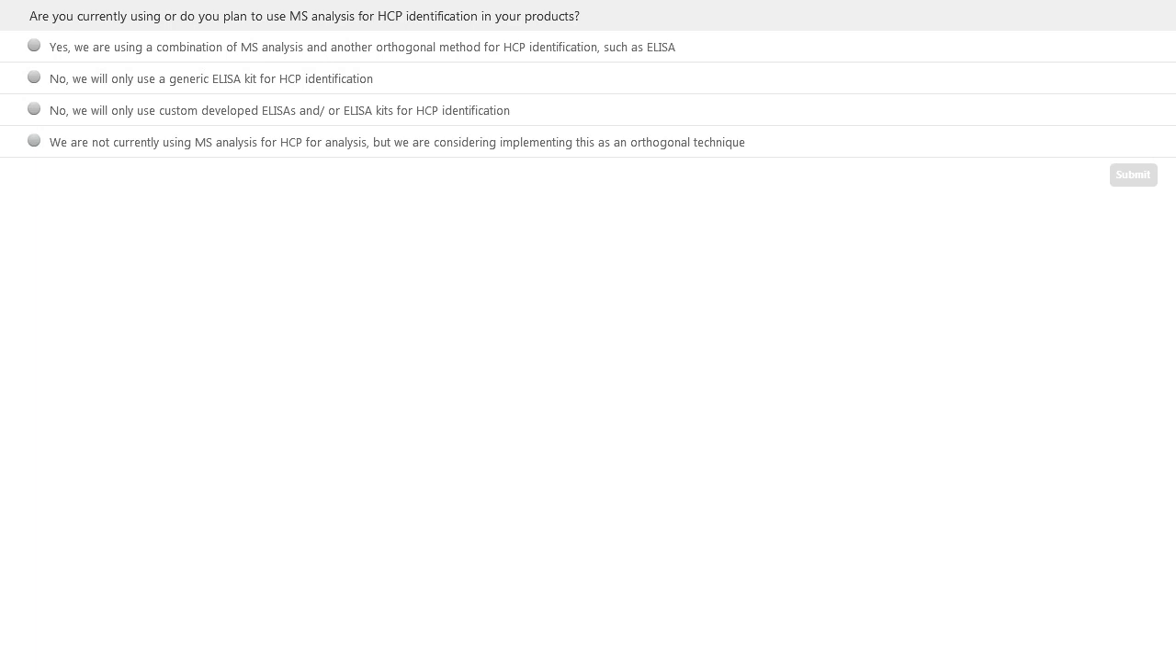We also have, no, we will only use custom-developed ELISAs and or ELISA kits for HCP identification. And the final option we have is we are not currently using MS analysis for HCP analysis, but we are considering implementing this as an orthogonal technique. If everybody would like to make their selection, we'll just give you a minute or so to select the answer most applicable to yourself, and then we will move on to reveal the results.